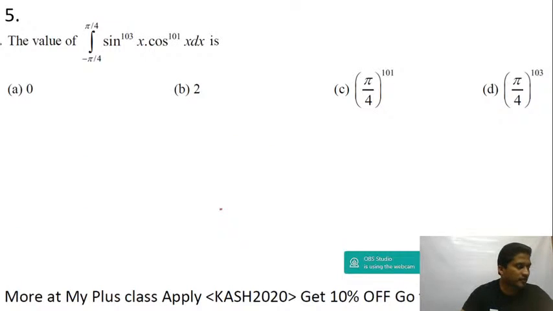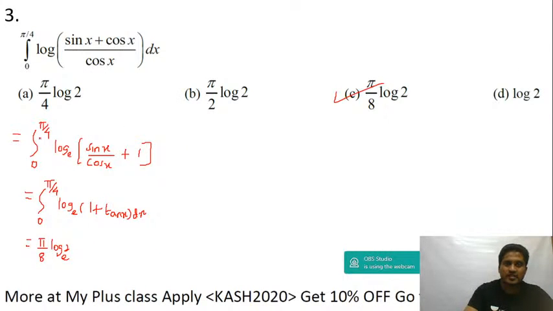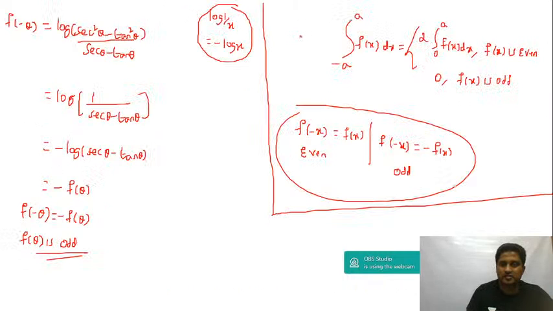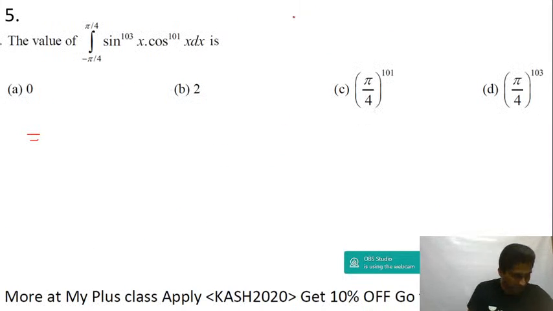Minus pi by 4 to plus pi by 4, sin x to the power of 103 cos x to the power of 101 dx. Okay, just now I taught you this property. Integral from minus a to plus a of f of x dx: if f of x is even, then 2 times the integral from 0 to a. If it is odd, then it is 0. Just now we did. Alright, now let's use that concept, guys. Alright, question number 5.